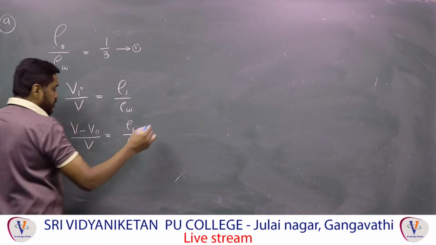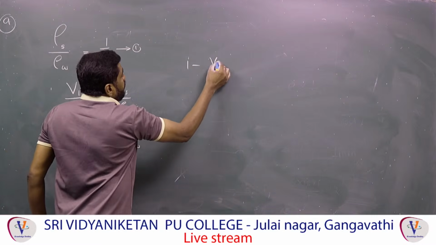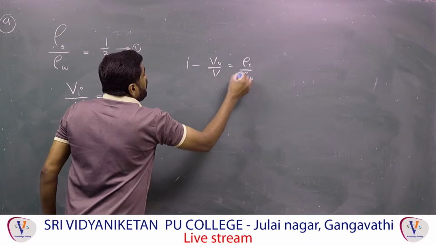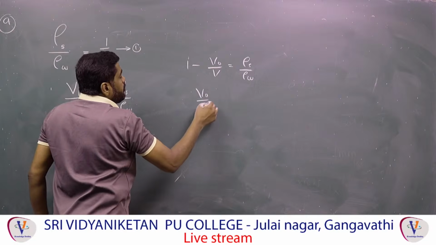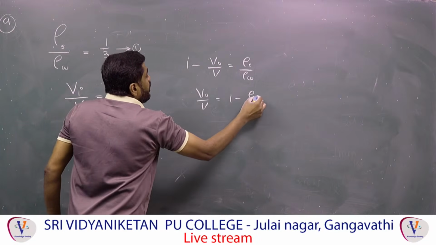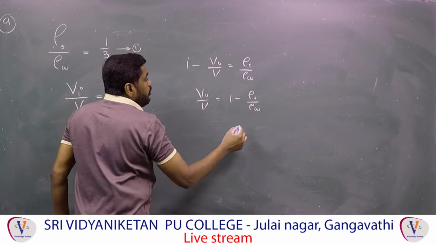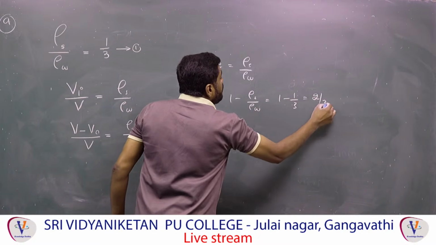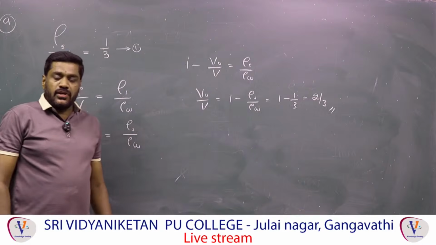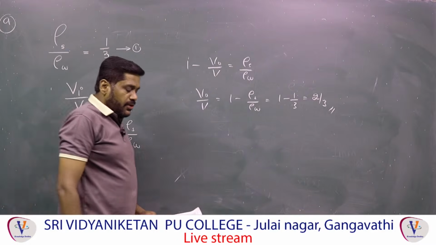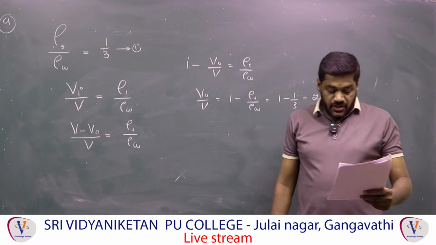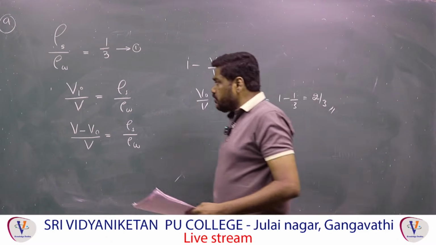Therefore, if you break this equation, 1 minus V naught by V is equal to rho S by rho W, and V naught by V is equal to 1 minus rho S by rho W. Substitute there, you can get the answer: 1 minus 1 by 3, nothing but 2 by 3 is the correct answer. Therefore, the fraction of the given body which is outside of the water is 2 by 3 parts. Next, 10th question.